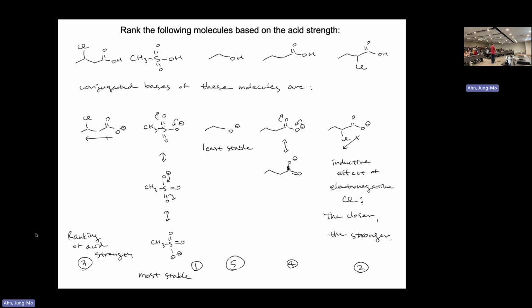And this one cannot make resonance structures. So oxygen has to handle this negative charge 100% by itself. So this would be the least stable one. So that becomes number 5.